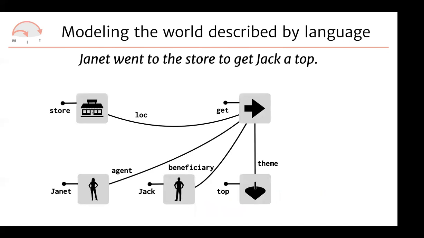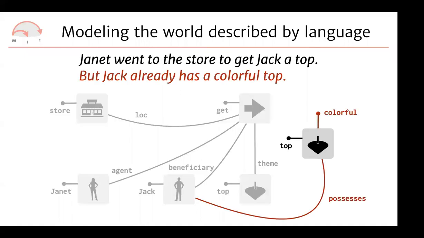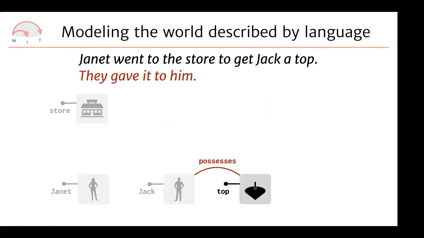As our discourse grows, and we're going to call this thing an information state, it represents the information that we have about the current state of the world. As our discourse grows, we will update that information state. So if we now add Jack already has a colorful top, we can expand our picture of the world to include that, hey, there's this new top sitting off to the side, it's possessed by Jack, it's colorful. And different sentences will cause us to update our representation of the world in different ways.